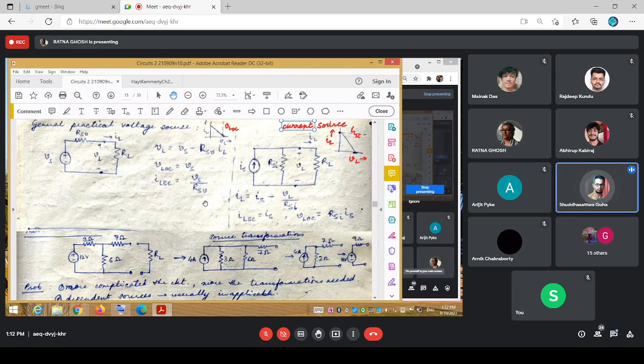Could you please repeat the notations OC and SC? I'm getting confused there. Okay, let me write it down. OC is for open circuit. And what is SC? Short circuit. Yes.